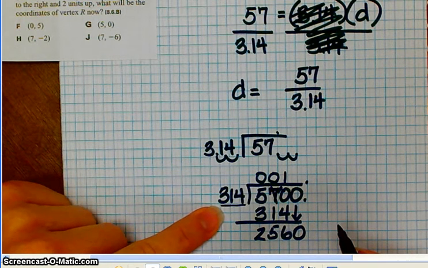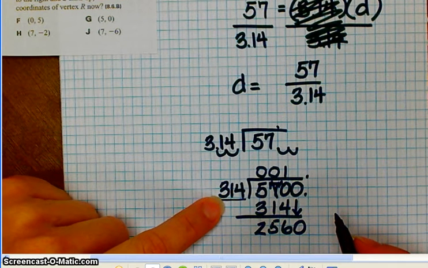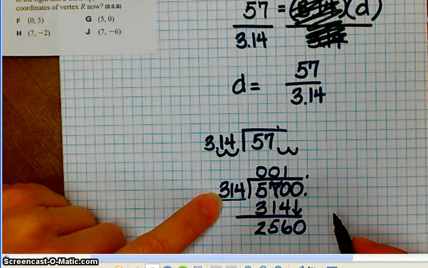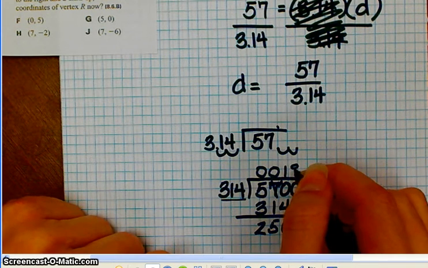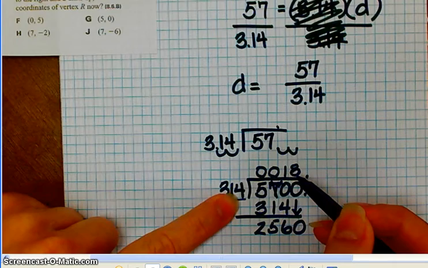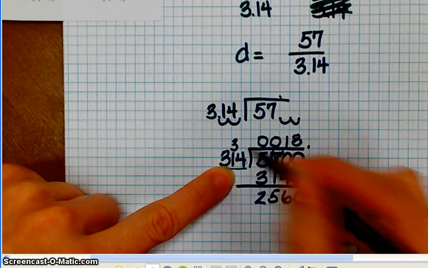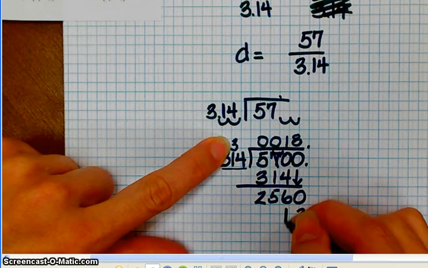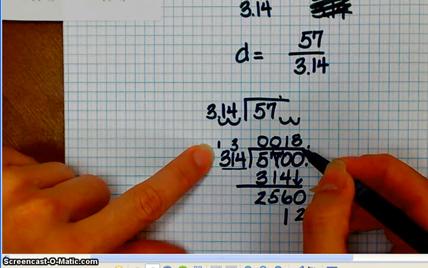Let's see. I know that 3 times 8 is 24. So 300 times 8 is going to be 2,400. And I'm just using some estimation. This is a little bit more than 300, but this is also a little bit more than 2,400. So I'm going to try an 8 here and see how it works. 8 times 4 is 32. Put down the 2 and carry the 3. 8 times 1 is 8, plus 3 is 11. Put down the 1, carry the other one. 8 times 3 is 24, plus 1 is 25.